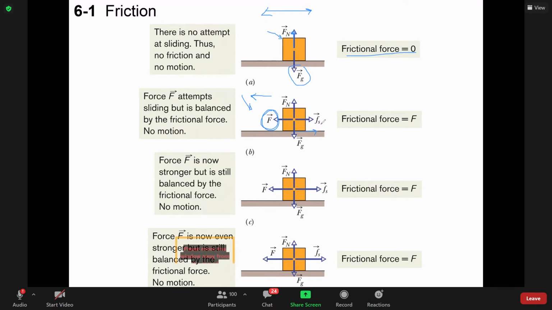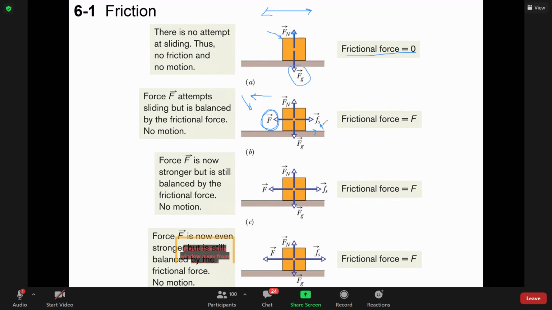Notice that we give it here subscript S. Subscript S is to indicate static. Static means the object is still stationary, but there is friction.